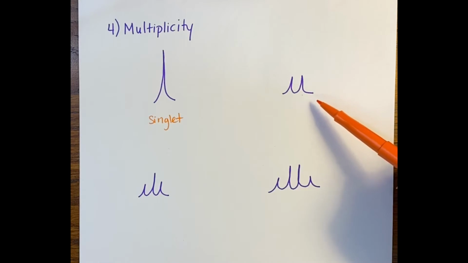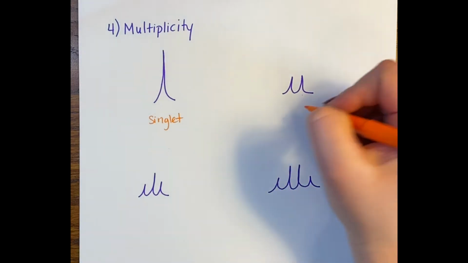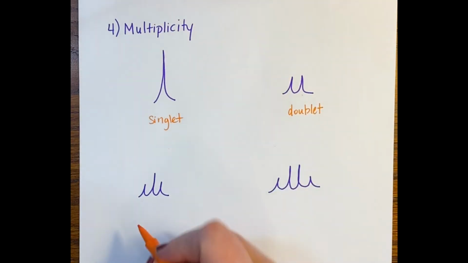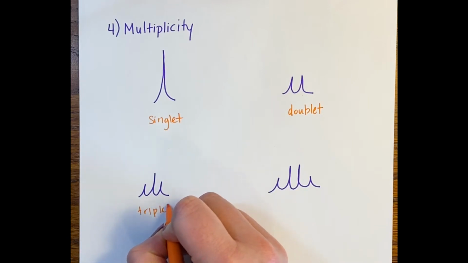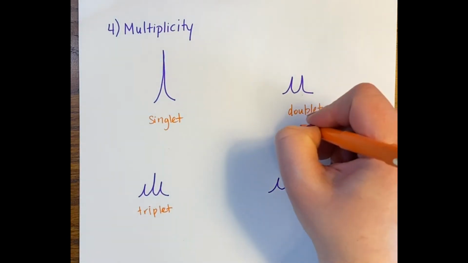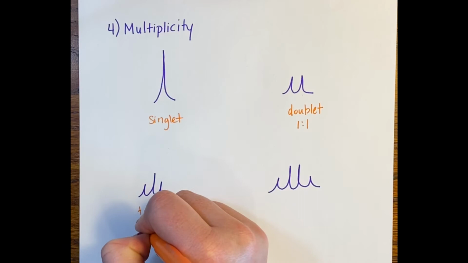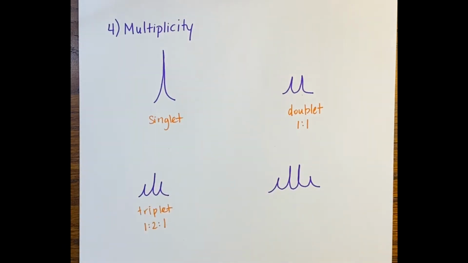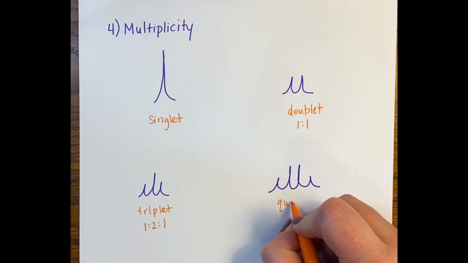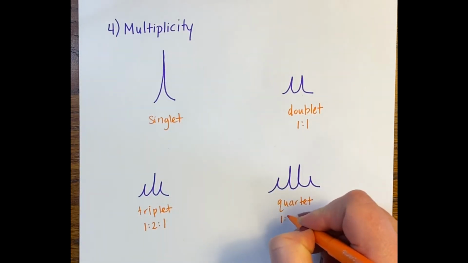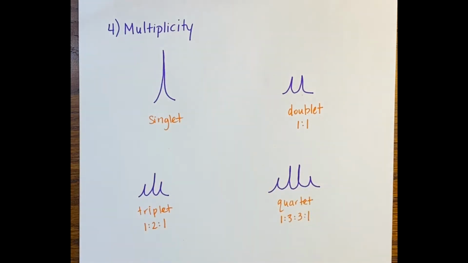This peak here with two lines where those lines are of equal height, this is called a doublet. This one is a triplet. So these doublet lines are a 1-to-1 ratio. In your triplet, the area under your peaks has a 1-to-2-to-1 ratio. This peak here, where we have 4 lines in the signal, this is what we call a quartet. And our quartet lines have a 1-to-3-to-3-to-1 ratio for the areas of those peaks.